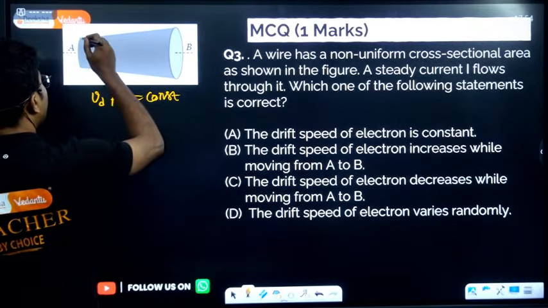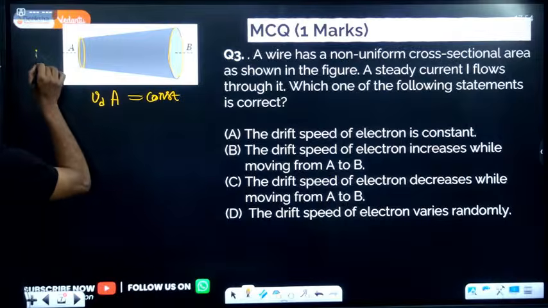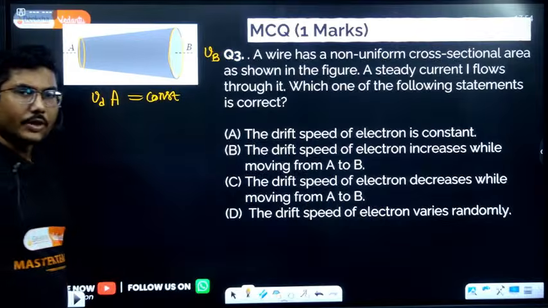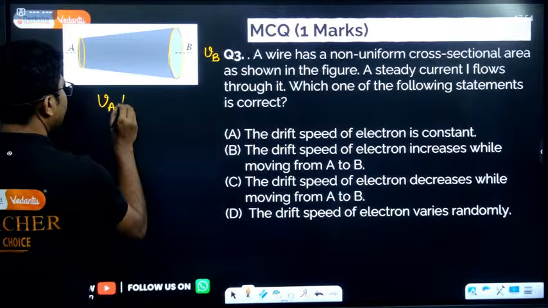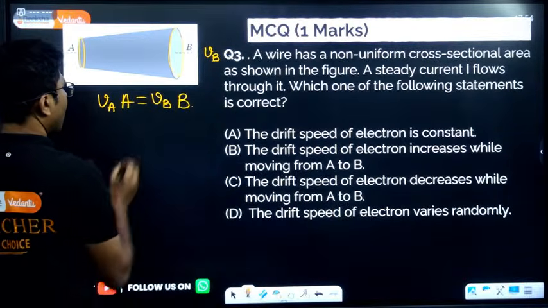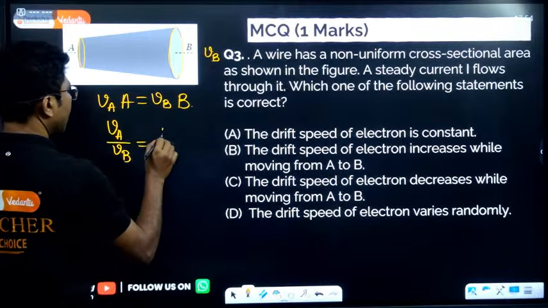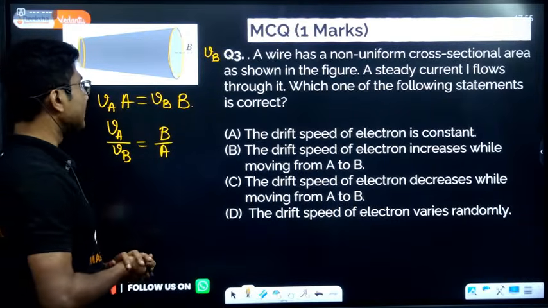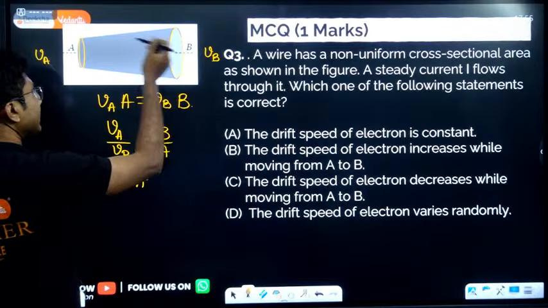So if you look into this diagram, here we have an area A, here we have an area B. Suppose the drift speed over here is VA and the drift speed over here is VB. As I mentioned, VA into area A equals VB into area B, right? Or VA upon VB equals B upon A. Now if you look into this equation, you will realize that in the diagram, area B is greater than A.